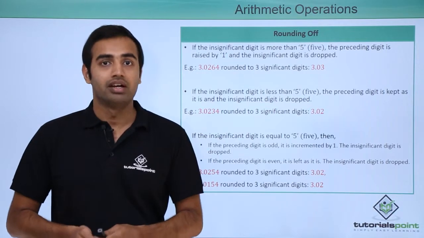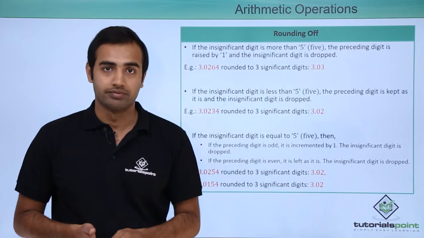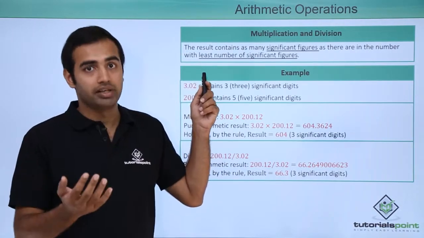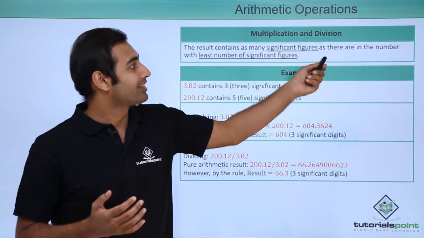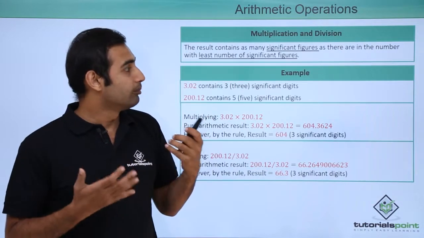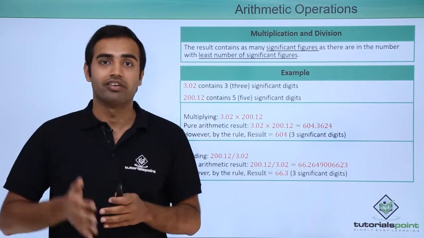Now let's talk about some rules of multiplication and division involving significant digits. The rule goes like this: the result of multiplication and division contains as many significant figures as there are in the number with the least number of significant figures. The numbers over here are the original two numbers which are multiplied or divided.